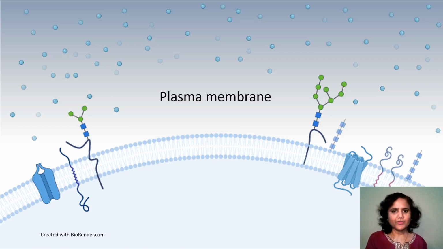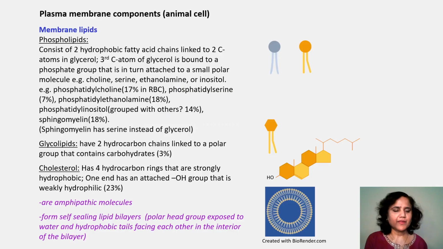So coming to the plasma membrane, of course, it encloses all the contents of the cell and it is the outer boundary, hence it's rather important part of the cell. The plasma membrane components in animal cells will be discussed here. So the plasma membrane consists of lipids as well as proteins. Membrane lipids are mainly phospholipids, glycolipids, and cholesterol.